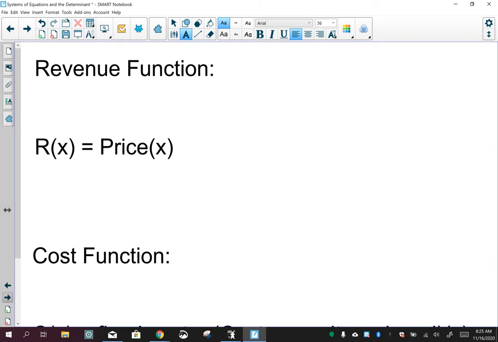So the revenue function, R of x, is going to be considered your revenue function, and it's however much the price is times x. So if I'm going to sell a Coke for, like, $15 a bottle, my revenue would be 15 times x, because I don't know how many I'm actually going to sell. And that's going to be my revenue. It doesn't mean I'm making a profit. It just means that's my revenue. That's how much money is coming in.